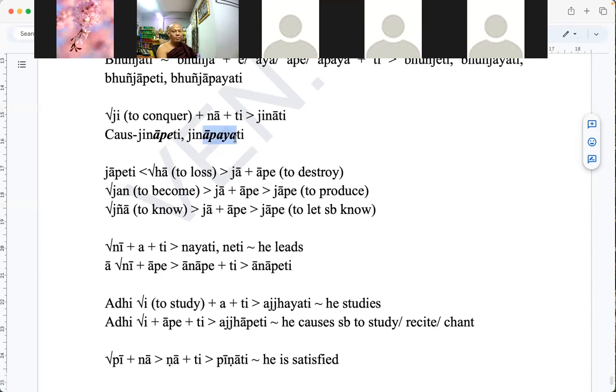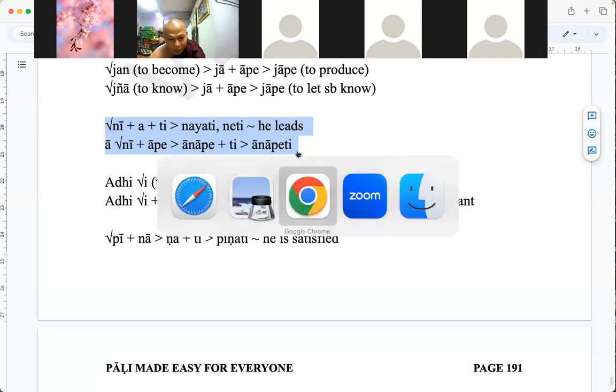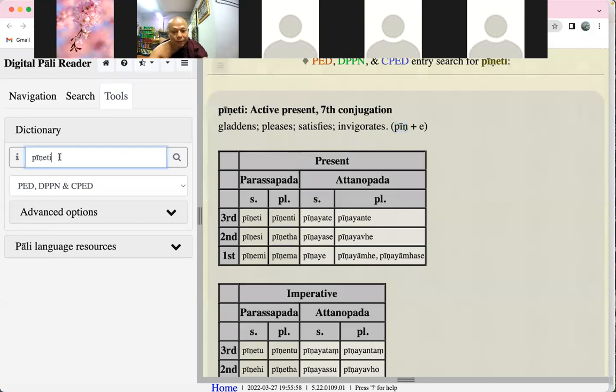And the third one, Bante, is from the root ni. When we add ape, it is anapeti. So for anapeti in here, what does it mean, Bante? So anapeti is also cause to lead. That one can be seen even in the dictionary also.